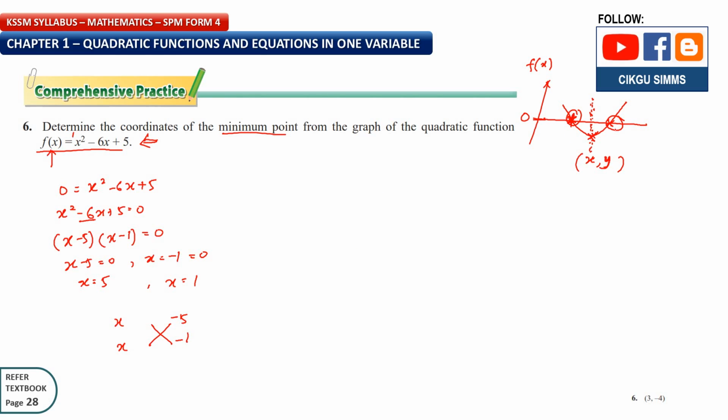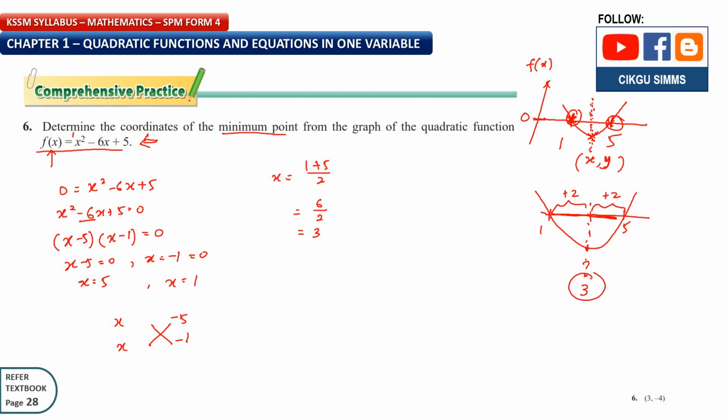So the smaller one will be on the left side, 1, the bigger one on the right side, 5. For 1 and 5, the middle one should be what number? You can use the average value. x is (1 plus 5) divided by 2. So 6 divided by 2 is 3. You can see 1 plus 2 is 3, and then 3 plus 2 is 5. So this is 2. Make sure this is at the middle. So I have found my x value.